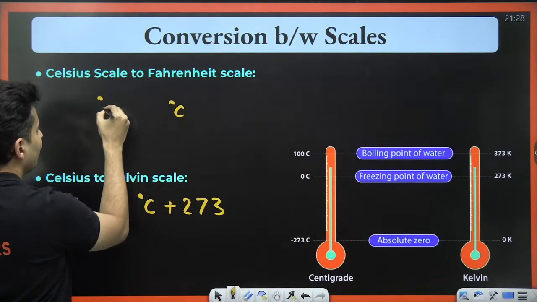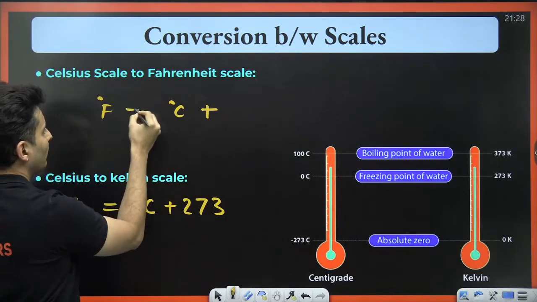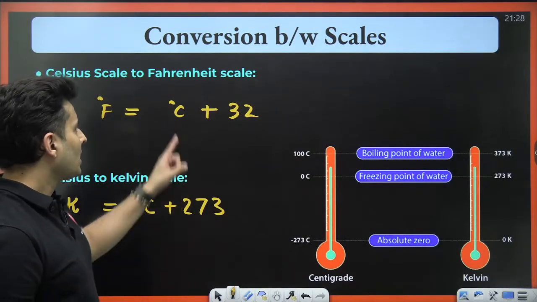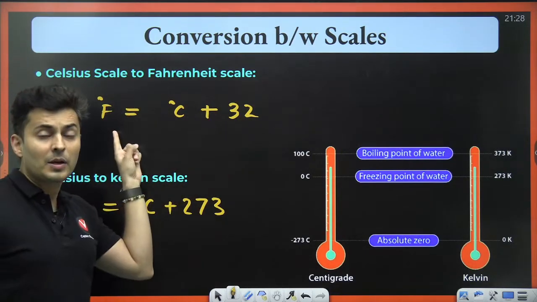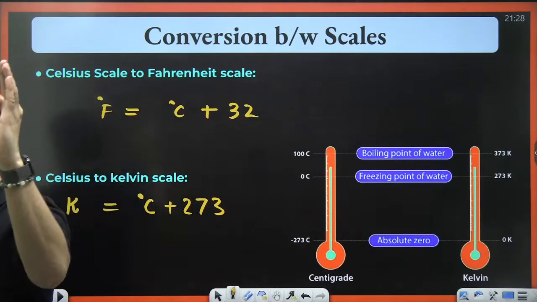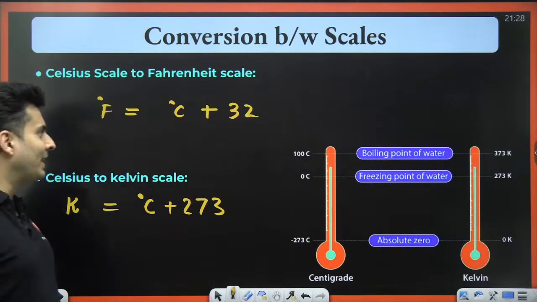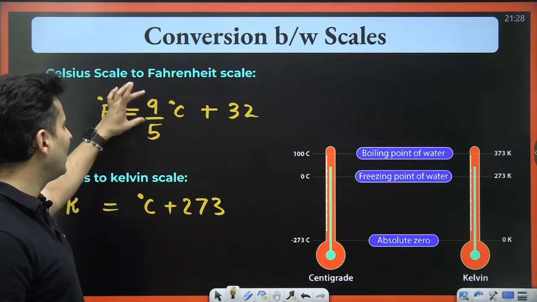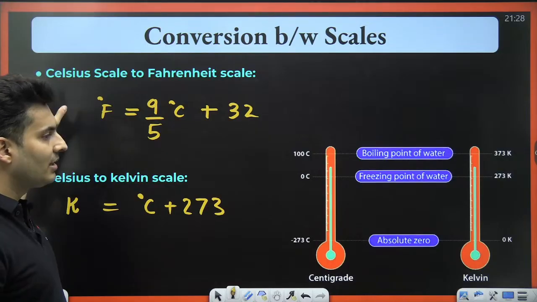is 32 degree Fahrenheit. So in fact, over here, if I want to convert from Celsius to Fahrenheit, I will just put plus 32 over here. Because if I put the value of Celsius as 0, adding 32 will give me that Fahrenheit. But before doing that, there is one number with which you need to multiply it. And that number, my dear warriors, is nothing but 9 by 5. When you multiply degree Celsius with 9 by 5 and then add 32 to it, then what you get is the temperature in degree Fahrenheit.